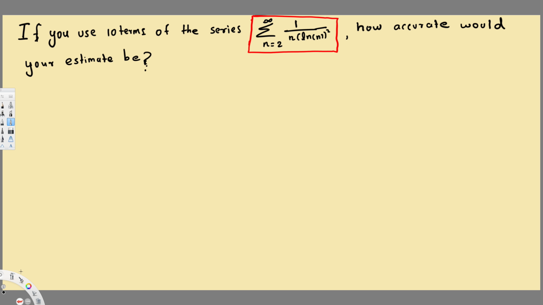Let's do this problem right here. The question is asking: if you use 10 terms of the series from n = 2 to infinity of 1 over n (ln n) squared, how accurate would your estimate be? So let's see how we can do this one.